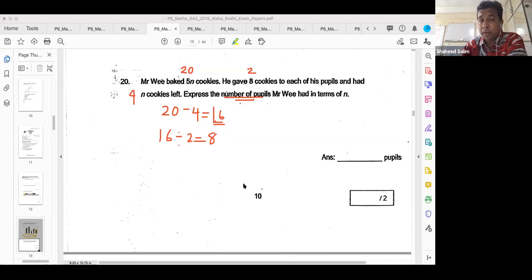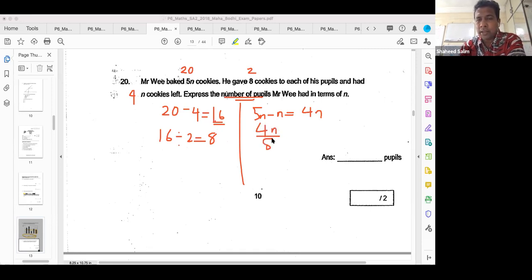Notice I write the steps in this example. So I follow the same steps. 20 minus 4, so I take 5n minus n. 5n minus n, I get 4n. And then what do I do? The answer divided by the number of cookies per person. So 4n divided by 8.